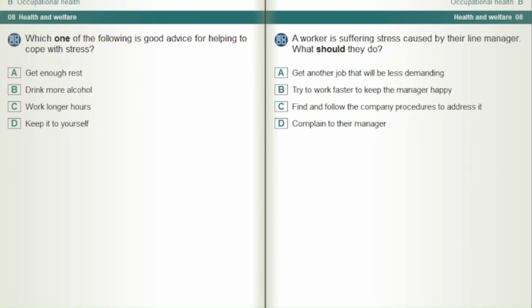A worker is suffering stress caused by their line manager. What should they do? Get another job that will be less demanding. Try to work faster to keep the manager happy. Find and follow the company procedures to address it. Complain to their manager.